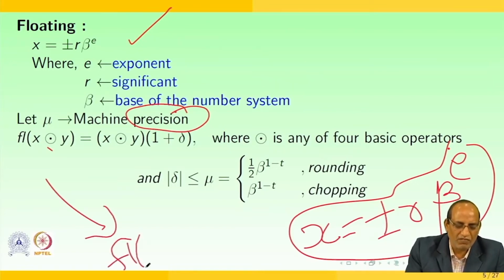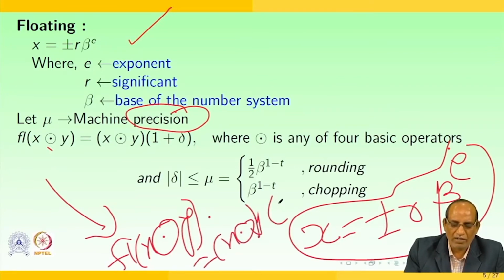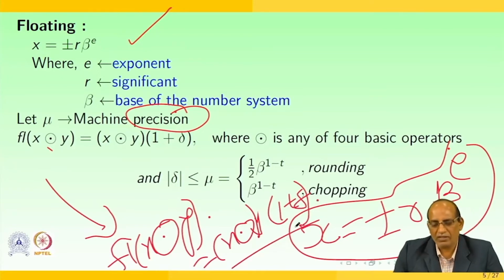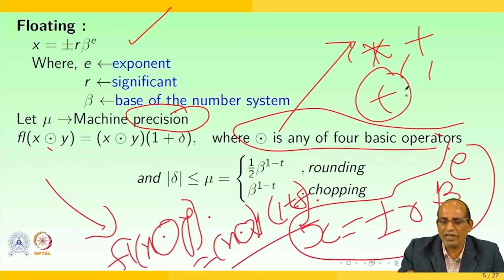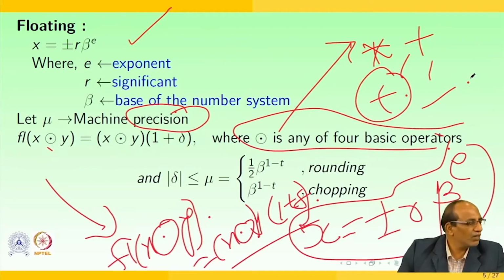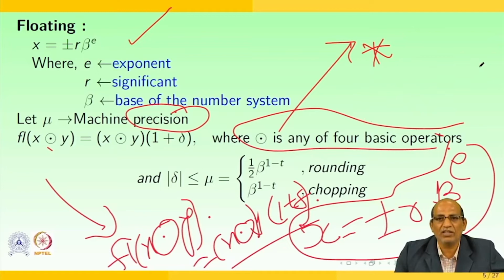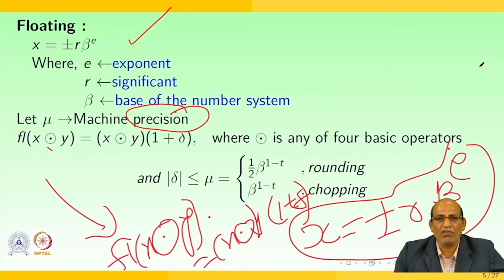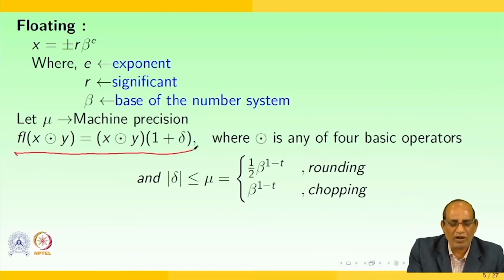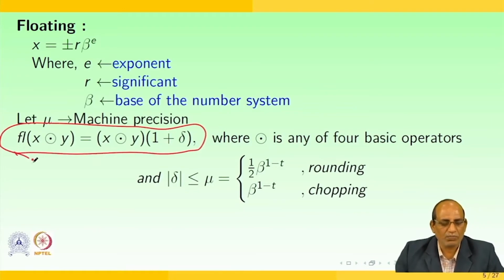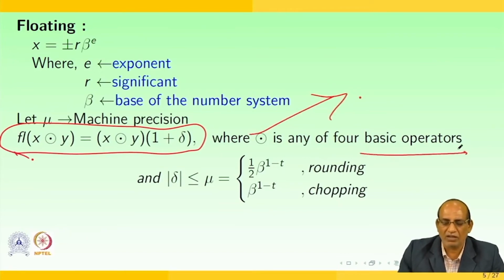We write it as FL of x op y, that is equal to (x op y) times (1 plus delta), where op is any basic operator. It could be multiplication, it could be addition, or something like that. So we can have different notations leading to different formulas. Whatever we use, we write this with the exponent, the significand, and beta as the base of the arithmetic. So the formula is floating point of x op y is x op y times 1 plus delta, where this is the binary operation, any of the basic operators.